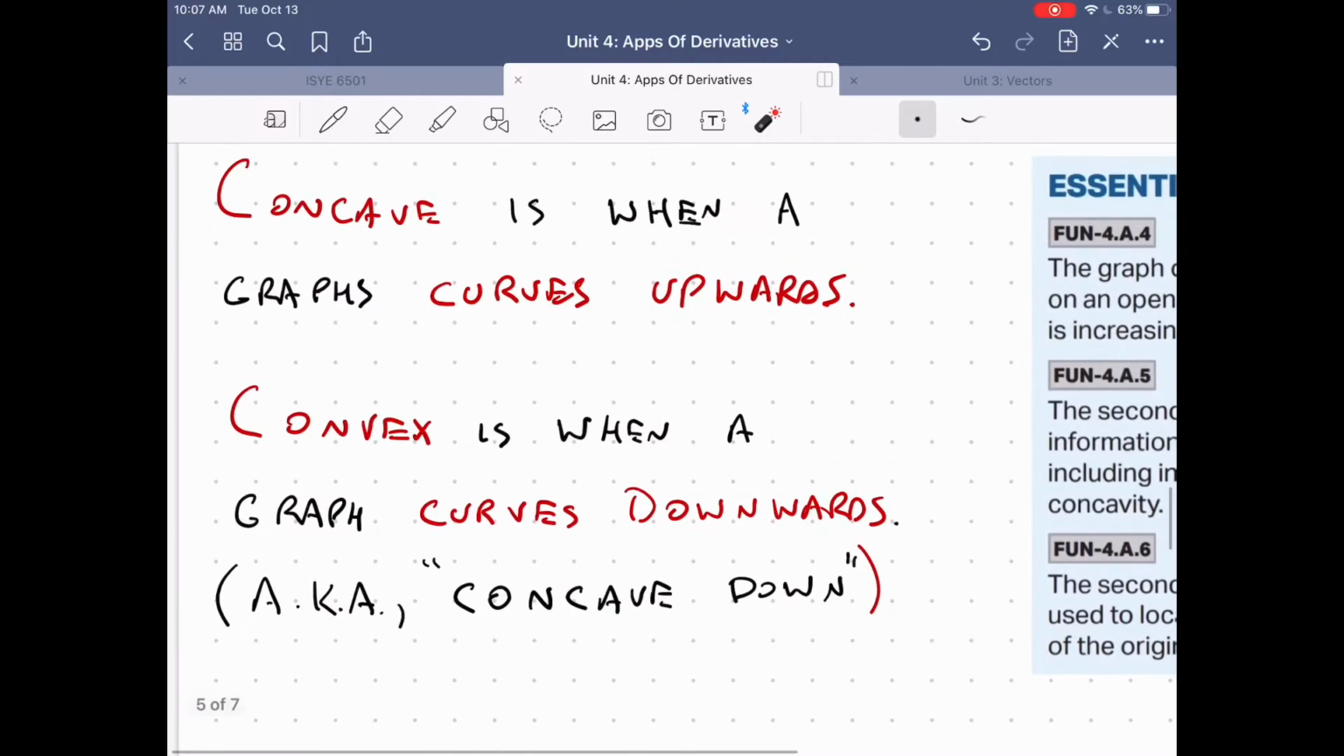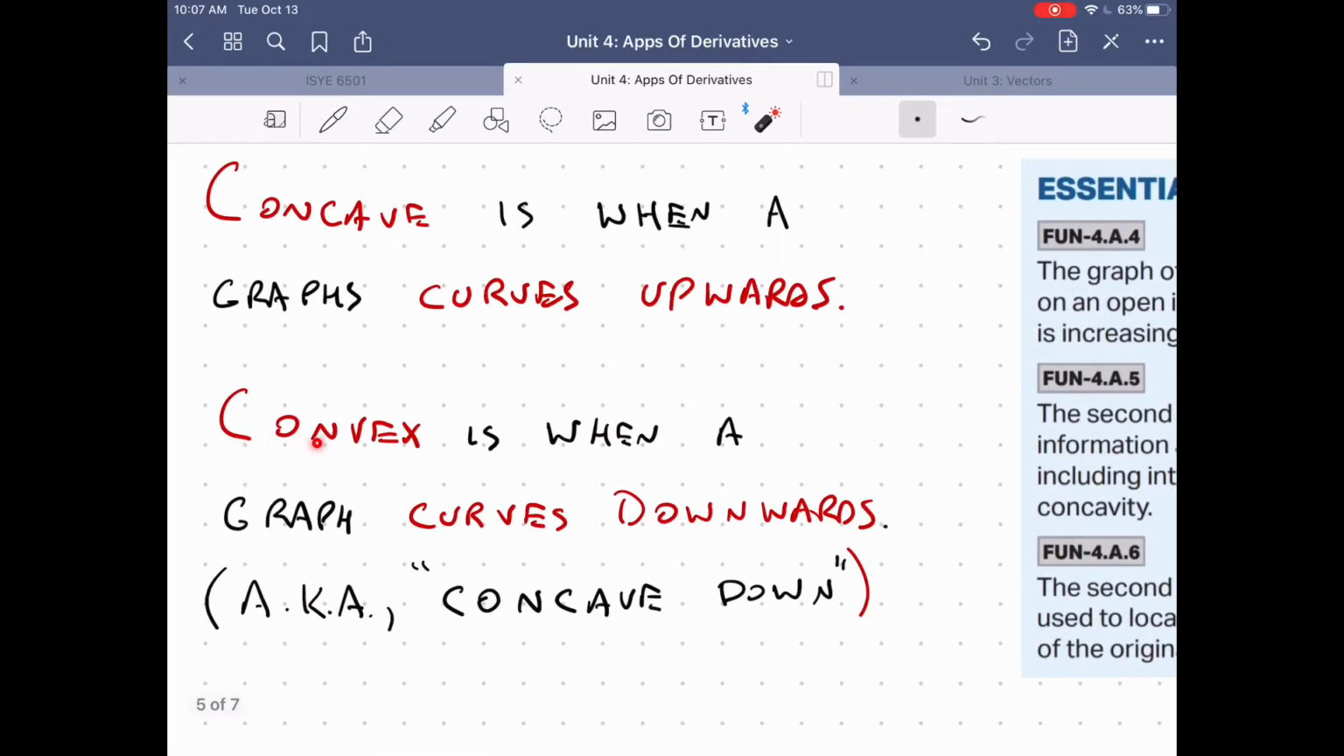And then the opposite of concave is convex. Convex is whenever a graph curves downwards. Or in physics, they would have said that convex is whenever something curves outwards. If you see concave down, it just means convex. So those two terms are used interchangeably.